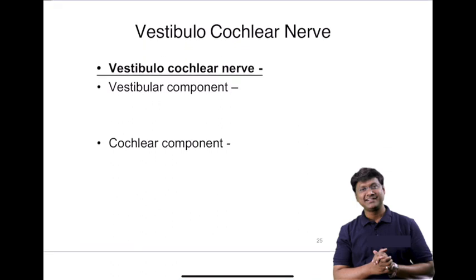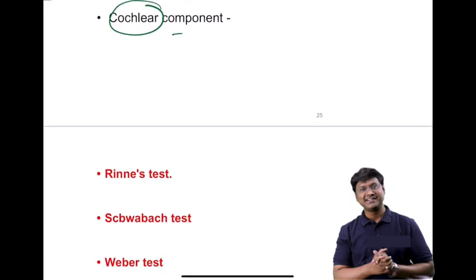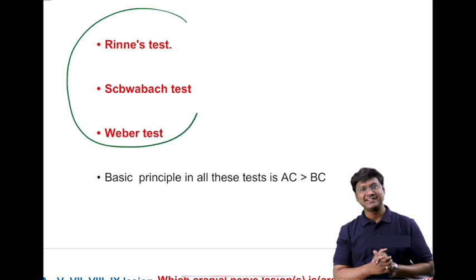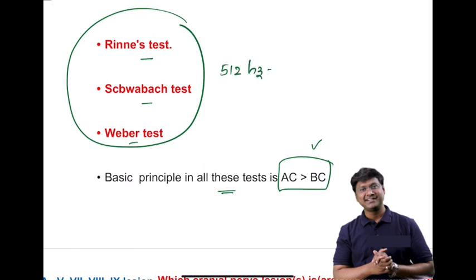And the next is the vestibulocochlear, that is your 8th nerve. It has a vestibular component and a cochlear component. The vestibular component is the one which is required for the balance, and the cochlear component is the one which is required for the hearing process. So for hearing, the tests that you will do are Rinne's test, Schwabach's test and as well as the Weber's test. And remember the basic principle for all these tests, air conduction is more than bone conduction. And the tuning fork that we use here is the 512 hertz tuning fork.